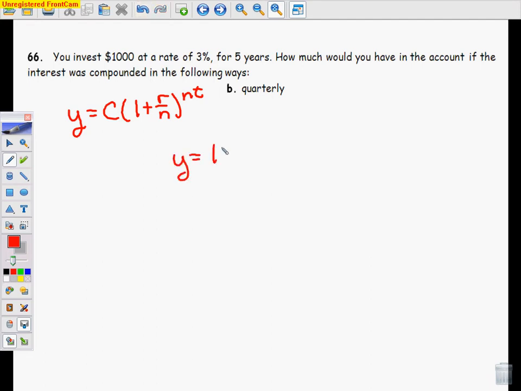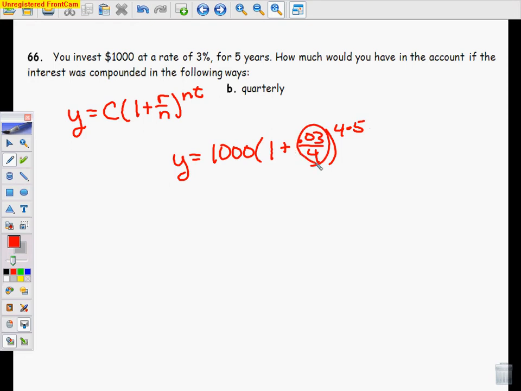Y equals, again, our initial amount was 1,000. 1 plus our interest is still 3%, so that's 0.03. And once again, we're compounding this 4 times a year. So that's going to be divided by 4, raised to the 4 again, because n is 4, times our time period, which is still 5 years. All right, let's simplify.